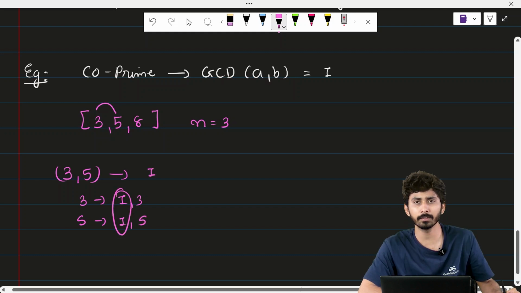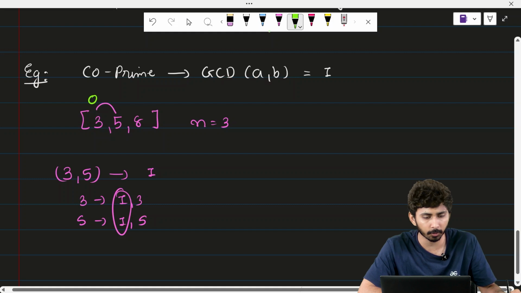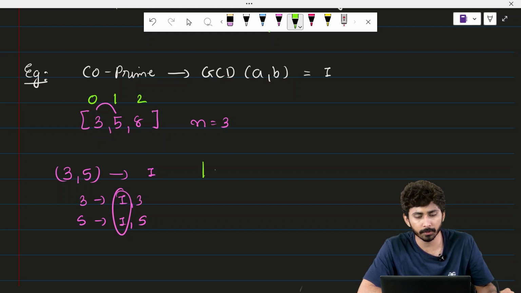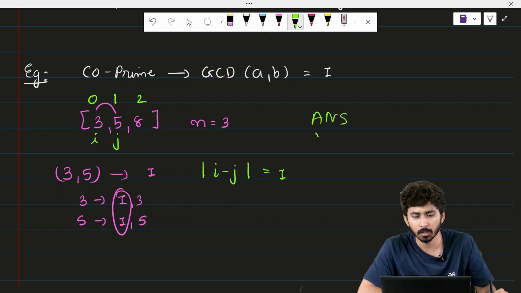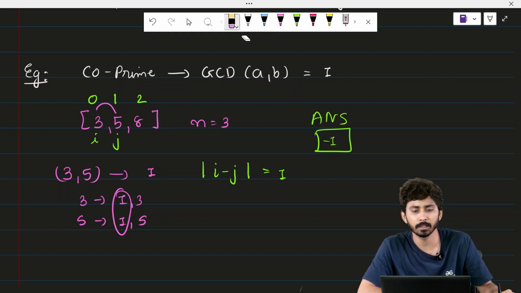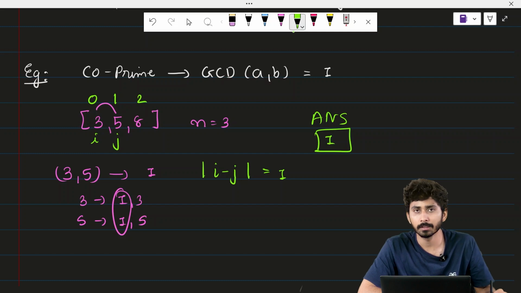So yes, 3 and 5 are co-prime of each other, and I need indexes over here: 0, 1 and 2. What is the difference of their indexes, i minus j? Let's take i equal to this and j equal to this. I'll be getting 1 as the difference. Answer was, let's say, initially minus 1, not possible. So I'll update the answer as 1. I got the maximum difference to be 1.